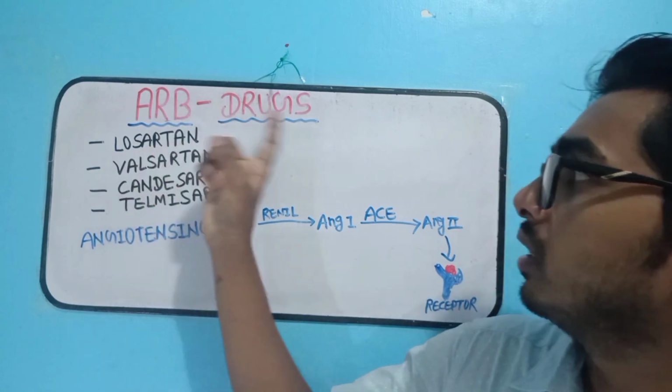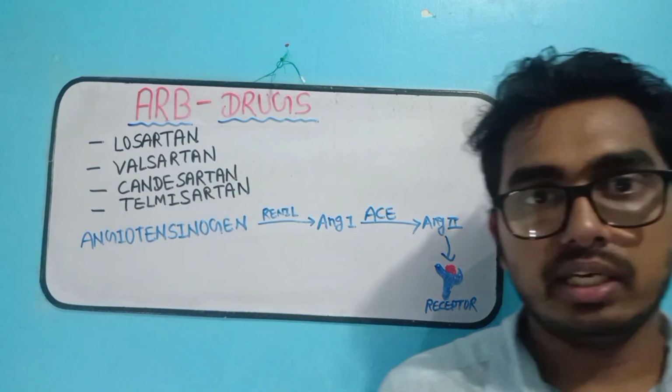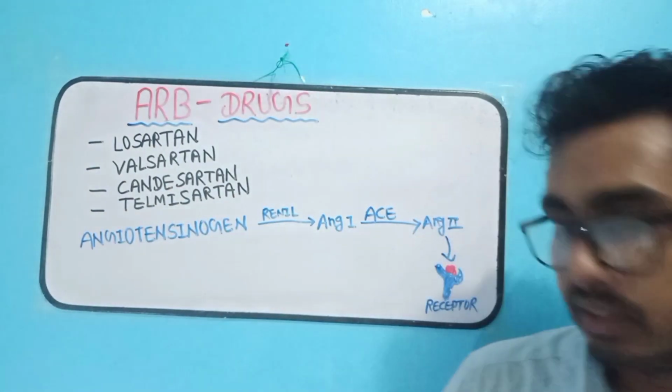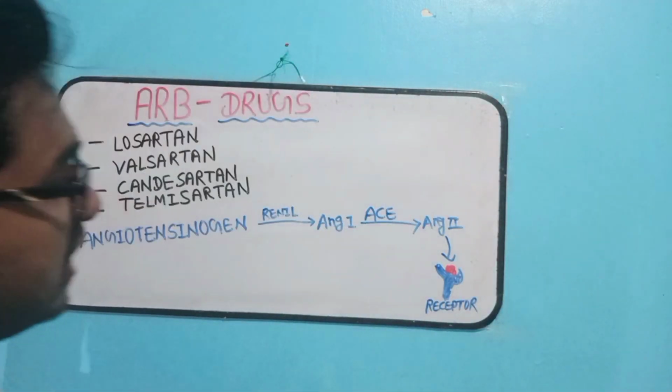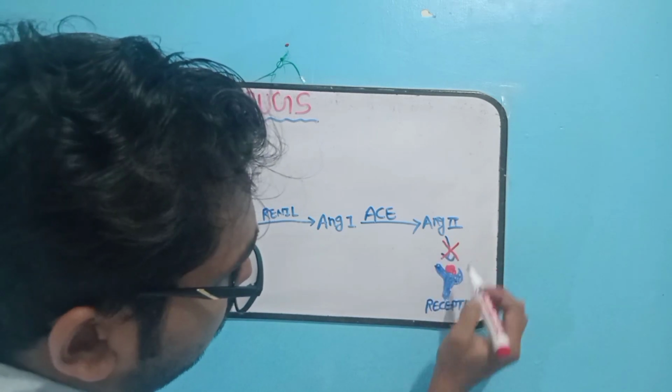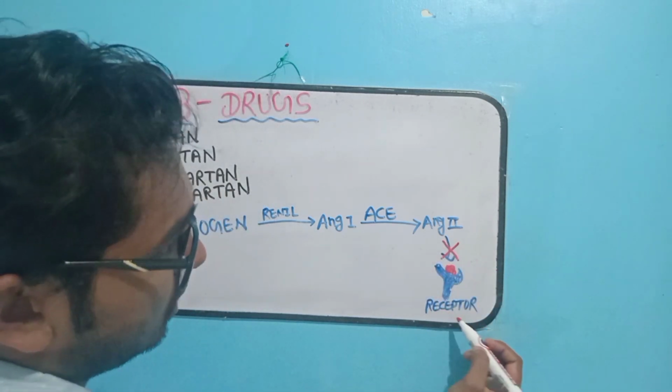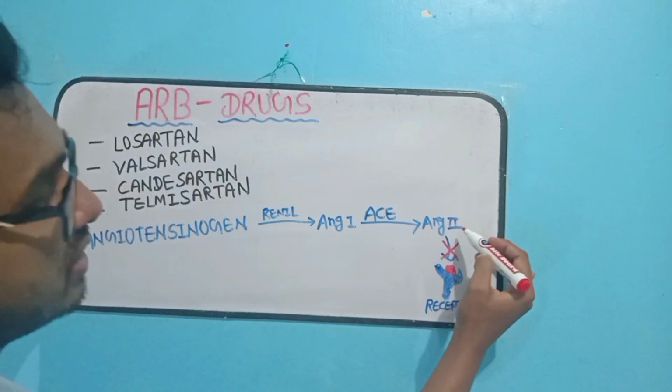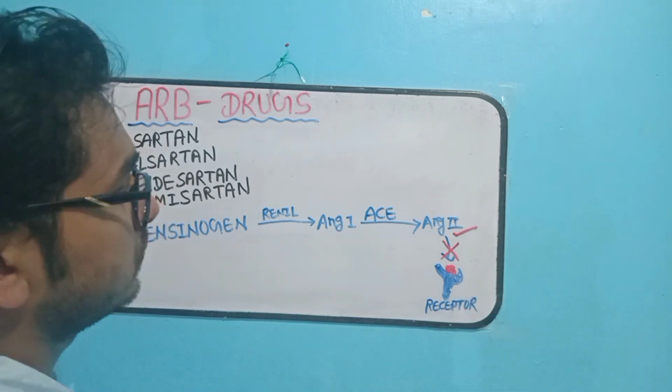Angiotensin receptor blocker drugs are orally active compounds that completely block angiotensin 2 from binding at the angiotensin 2 receptor. So there is no more action of the angiotensin 2.